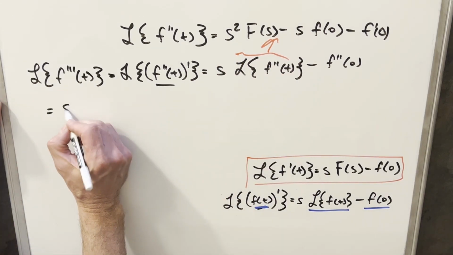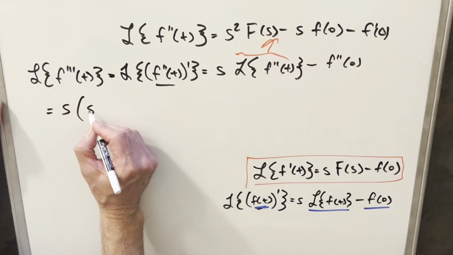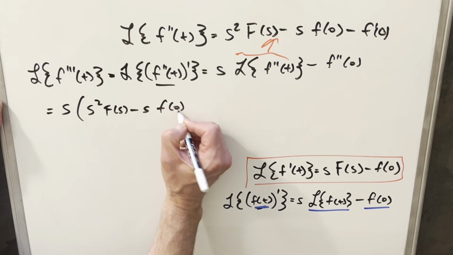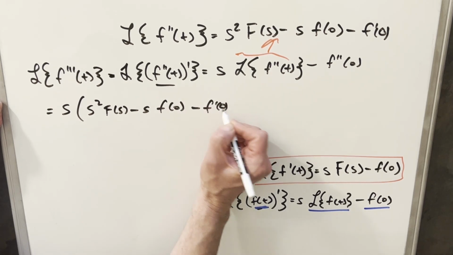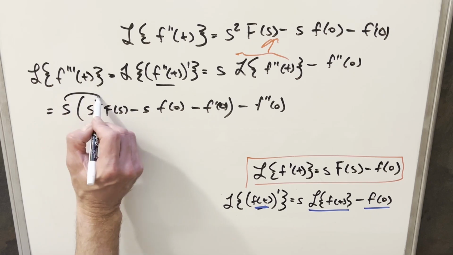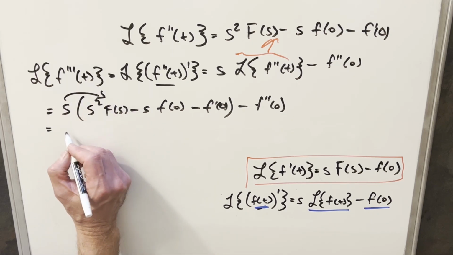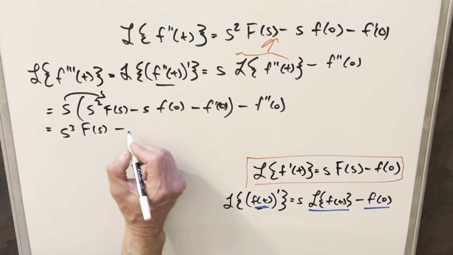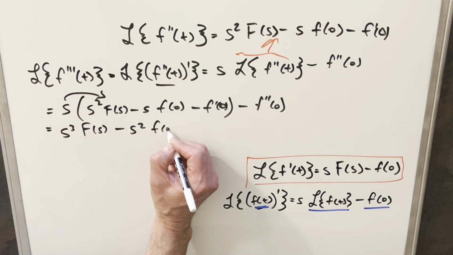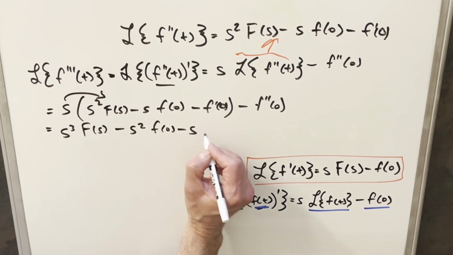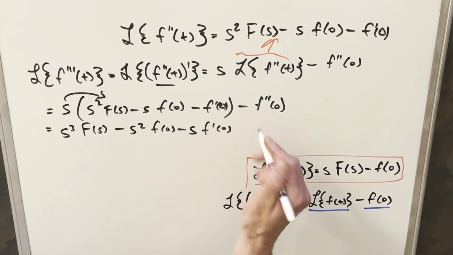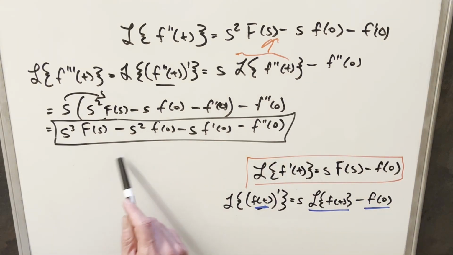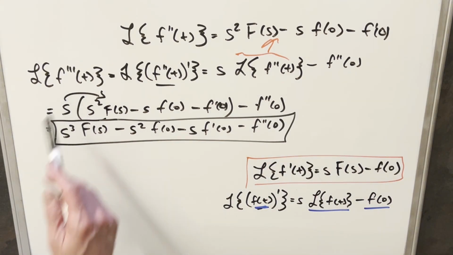So copying everything down, we'll have our s, and then we'll have all this stuff, which is going to be s squared big F of s minus s f at 0 minus f prime at 0. And then we can just distribute this s in the same way we did last time. So what we're going to have here, this is going to give me s cubed big F of s minus s squared f of 0 minus s f prime. And then we just have this last piece minus f double prime of 0. So this will be our formula for the Laplace transform of the third derivative of f of t.